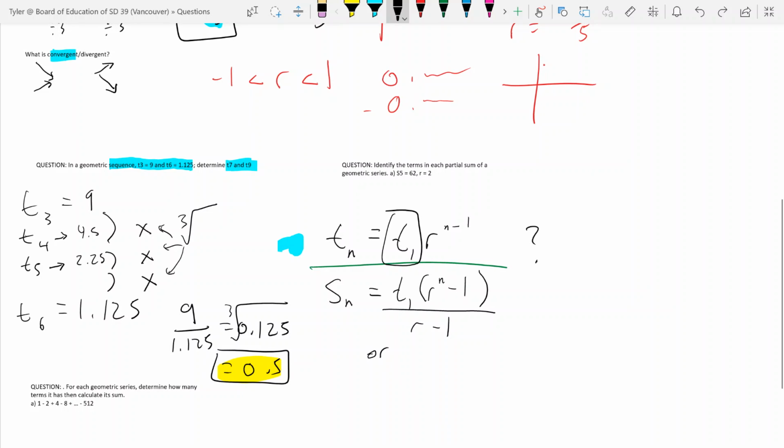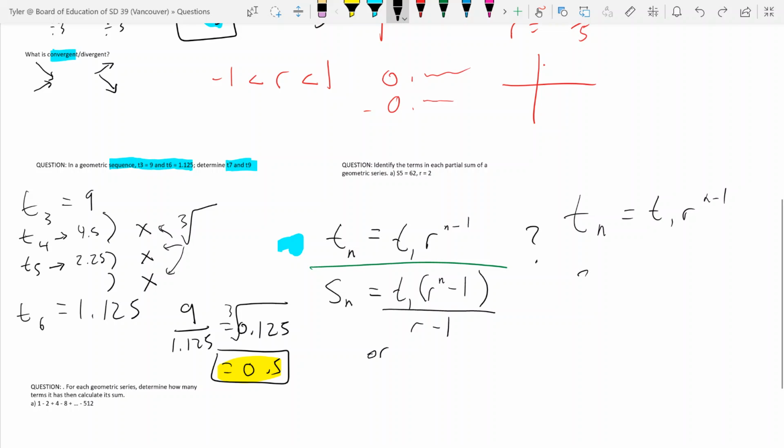So I don't know what T1 is yet. I want to find that before I start trying to figure out T7 and T9. So let's figure out T1, the first term in the sequence, by using this formula. We got Tn equals T1 times R^(n minus 1). We're going to use the T3 just because it's easier.